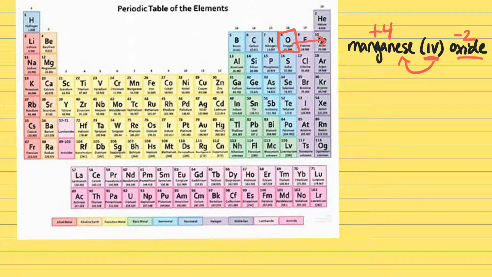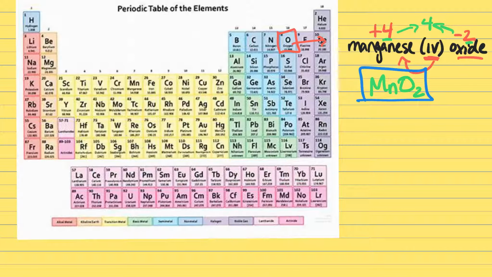So one way I like to look at this, especially when the numbers are a little bit different, is to figure out the least common multiple between these two numbers. Between 4 and 2, the least common multiple is 4. How many times does 4 go into 4? Once, so you have Mn. And how many times does 2 go into 4? Twice, so it's O2. So your answer for this problem is simply MnO2, and that's manganese(IV) oxide.